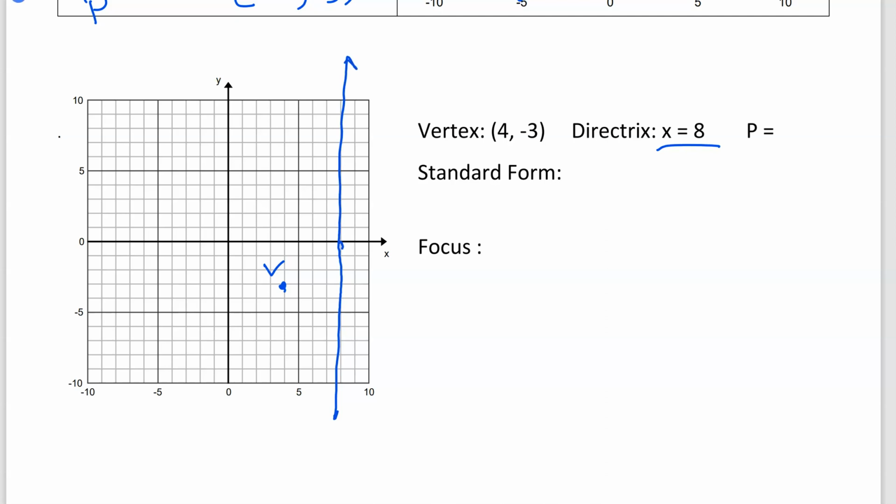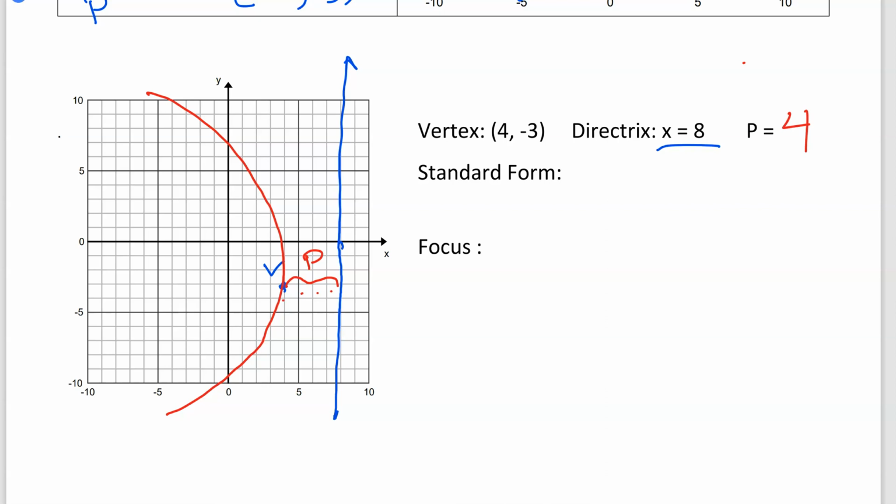Now, if I see that, that should tip me off that the parabola has to be doing something like this, right? Because the vertex is always on the... no, it's not doing something like that. The parabola must be doing something like this, because we're not going to cross over the vertex. Well, we've got to find the p-value. Again, the p-value is the distance from the vertex to the directrix, and that's 1, 2, 3, 4. Our p-value is 4.